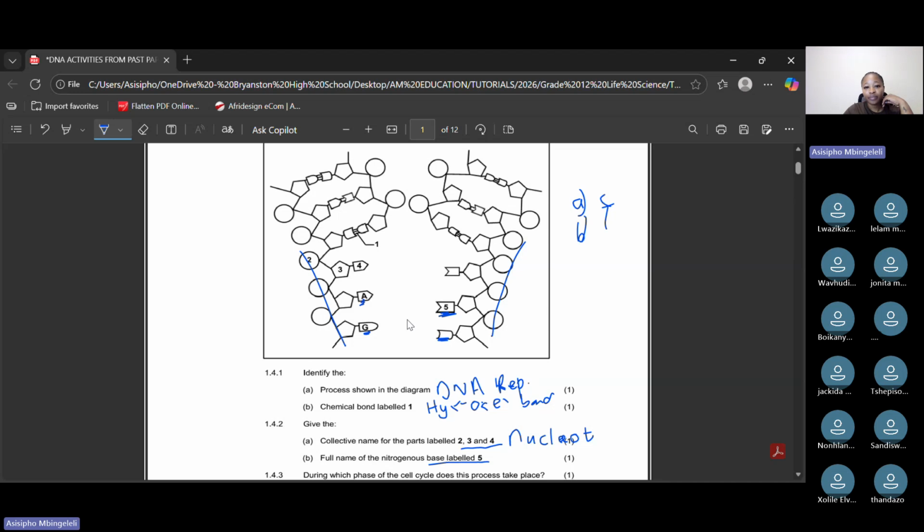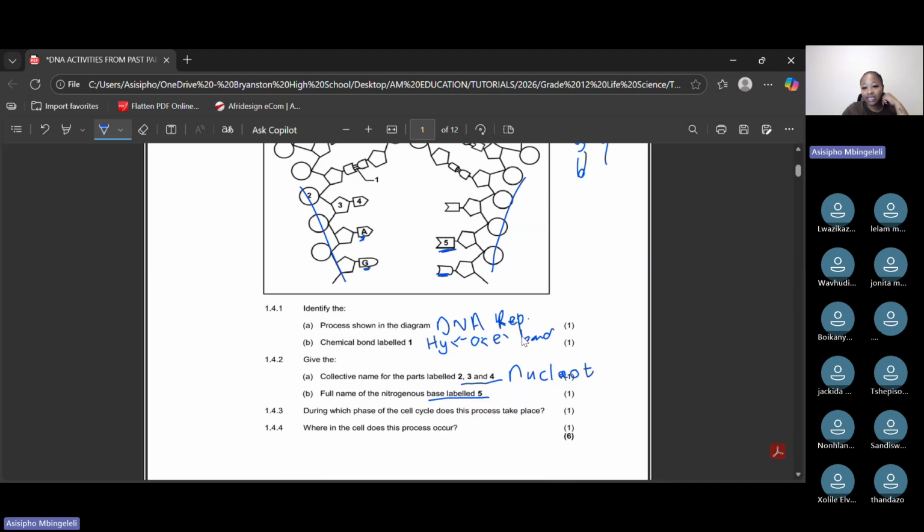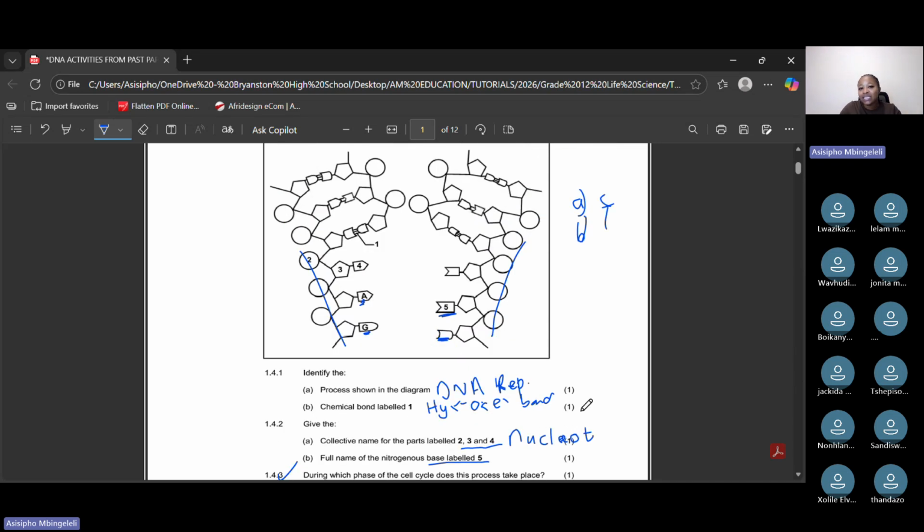Okay. Then during which phase of the cycle does this process take place? Yes, I'm listening. During interphase. Thank you so much. So 1.4.3 is during interphase. Where in the cell does this process occur? So where exactly in the cell will it occur? Kolile? In the nucleus. Nucleus. 6 marks. I think all of us got 6 marks here.